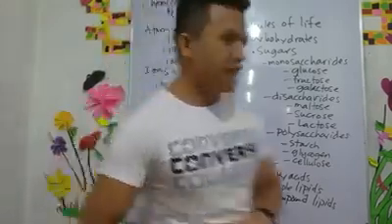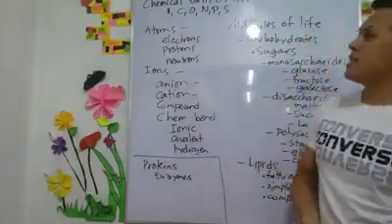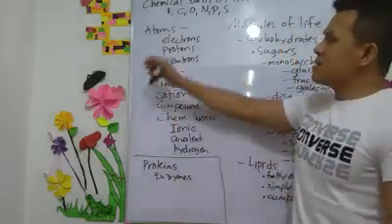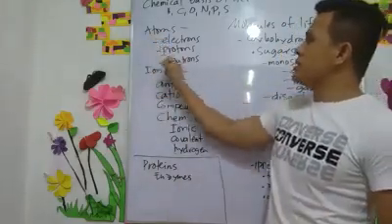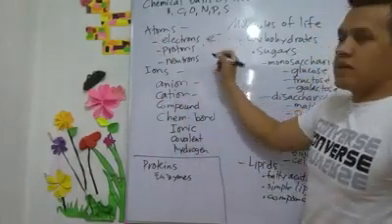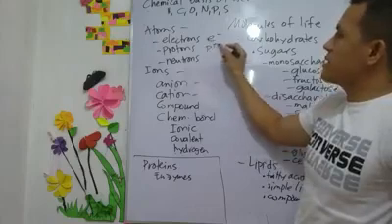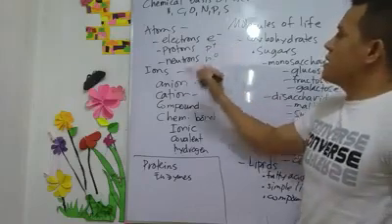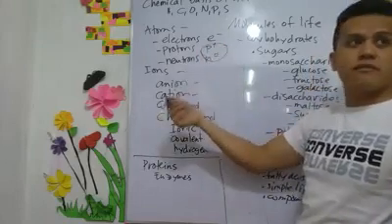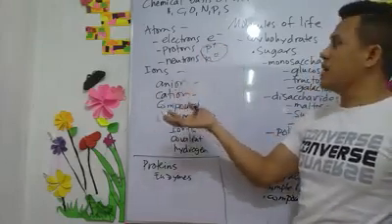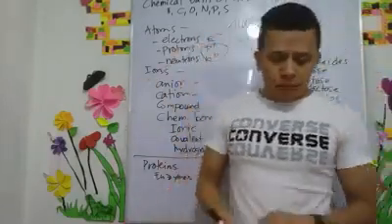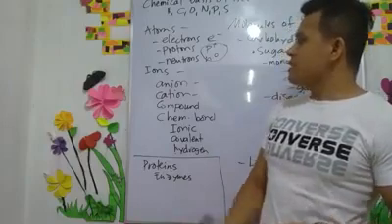Now we have atoms, and what are those atoms? Atoms are composed of three components. There are electrons, which are negatively charged subatomic particles, protons, which are positively charged, and neutrons, the uncharged particles. The protons and neutrons are found in the nucleus, and the electrons are found outside of the nucleus. Remember that.